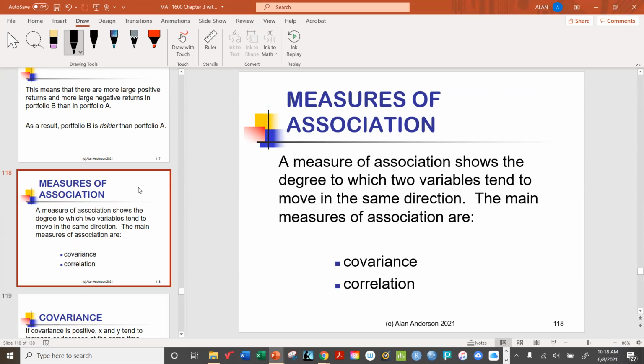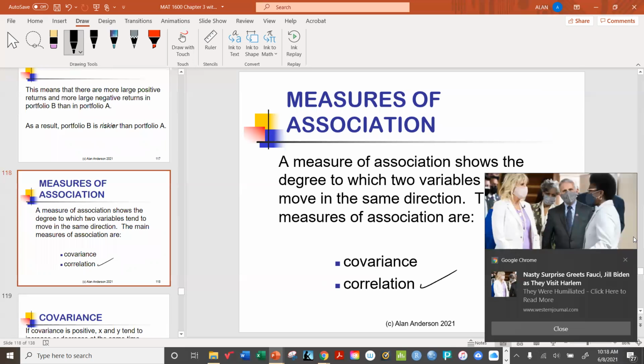And it is very possible that you've heard these words before, especially correlation. So we're going to take a little detour here now and discuss in general what these terms are actually meant to represent. We have covariance and correlation, and what they're trying to do is capture the extent to which 2 variables move in the same direction. So what do we mean by that?